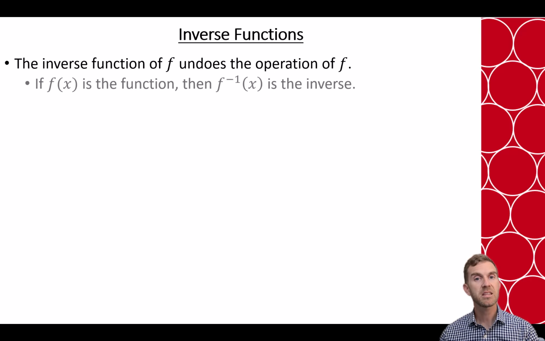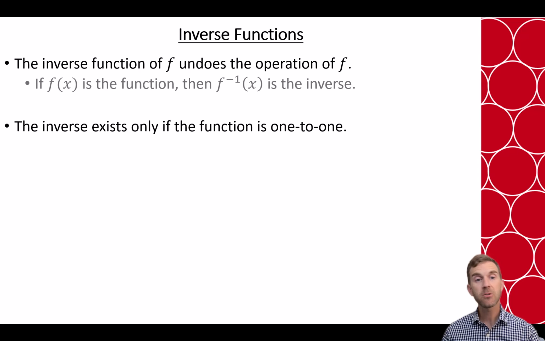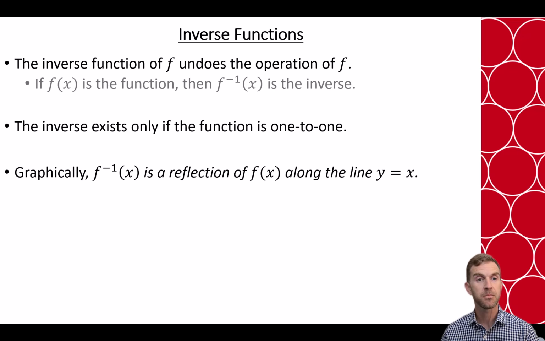Now, what does it take to make inverse functions? It's important to recognize that an inverse function undoes the original operation of the function. When we write f of x as the function, then we write f raised to the negative 1 as the inverse. Now, the inverse will only exist when the function that we start with is one-to-one. So that's why we need to know what one-to-one means and how to check it.